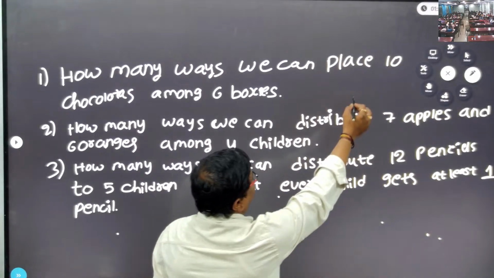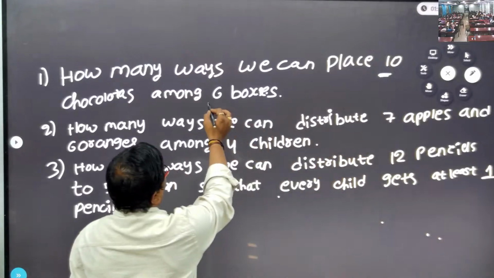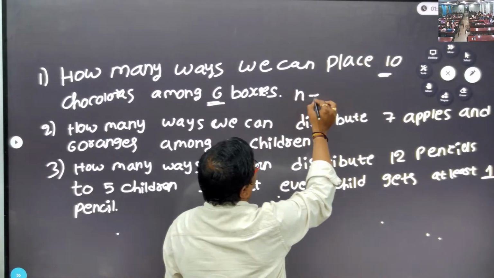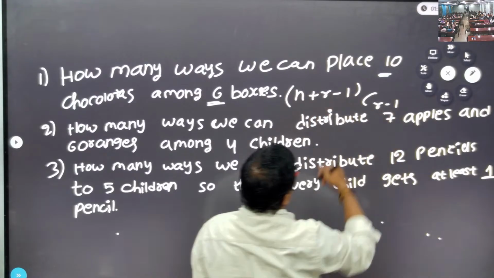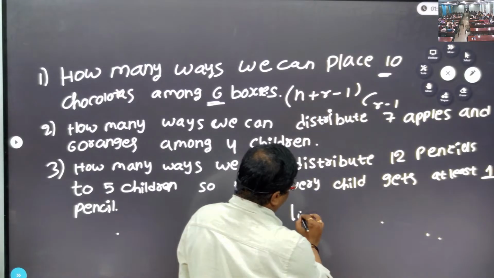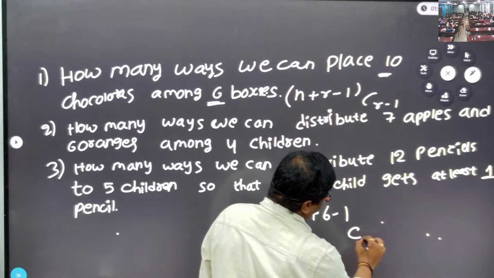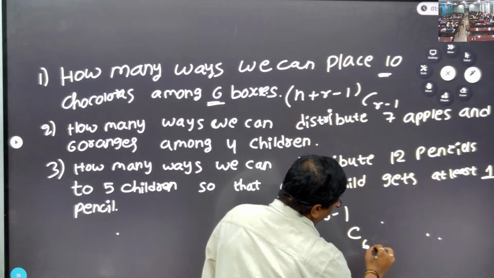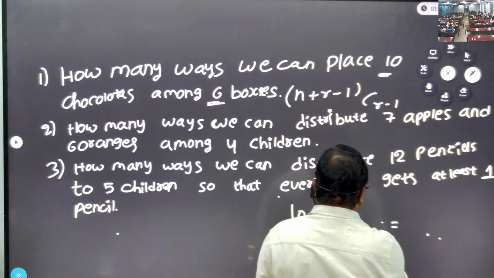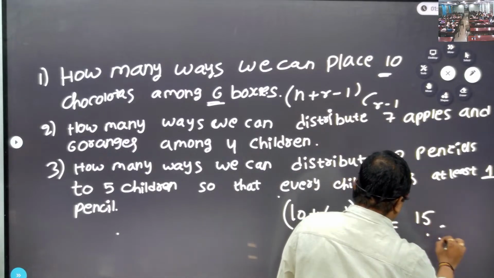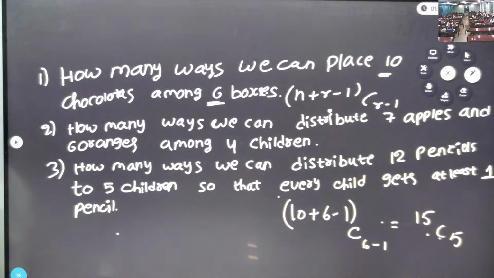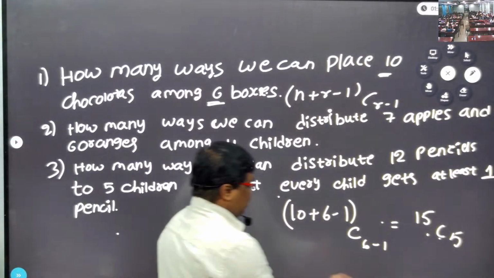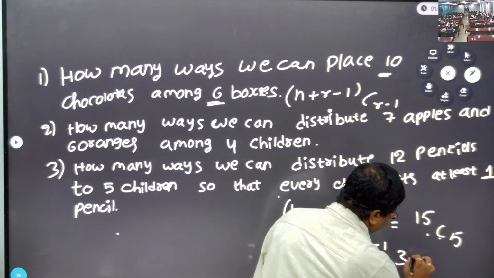Say n is 10, r value is 6. So n plus r minus 1 C r minus 1. So what is the value? n value is 10 plus 6 minus 1, r value is 6 minus 1. So what is the value that we are going to get? 15C5. Simplify 15C5. What is the answer that we are going to get? 3003.